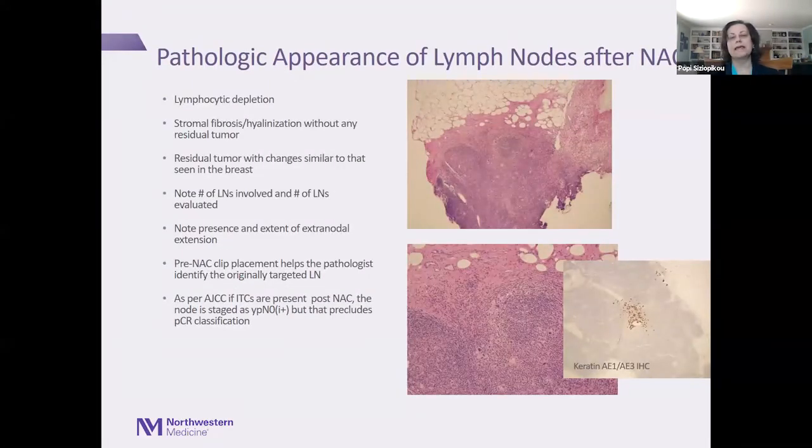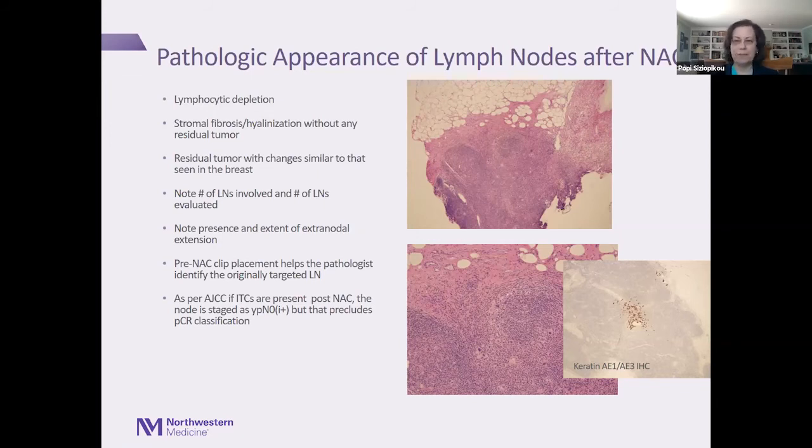Now, let's think about the lymph nodes. What's happening there? The lymph nodes show a number of histologic changes post-neoadjuvant chemotherapy. In most cases, we see a lymphocytic depletion as the therapy also kills the lymphocytes. We can also see stromal fibrosis and hyalinization without any residual tumor. But if residual tumor is left, the residual tumor may show changes similar to that seen in the breast. Occasionally, the tumor cells are hiding and we need to use keratin immunostain in order to highlight them.